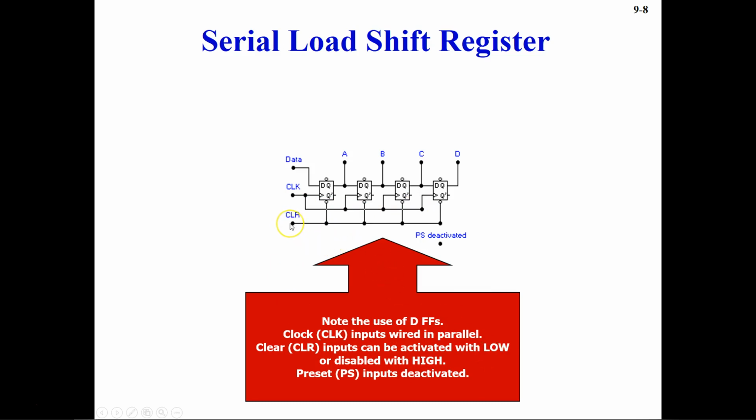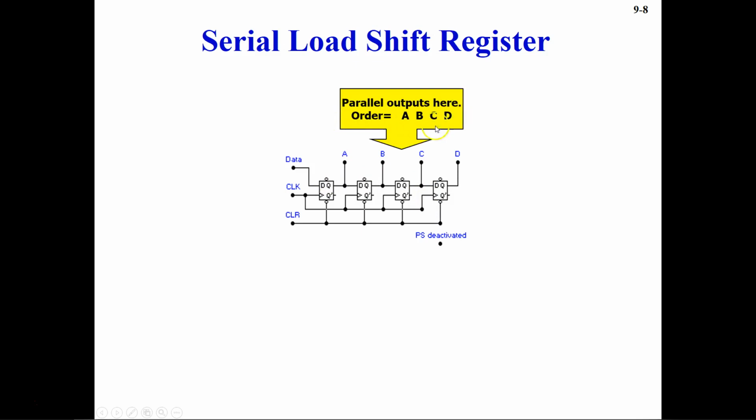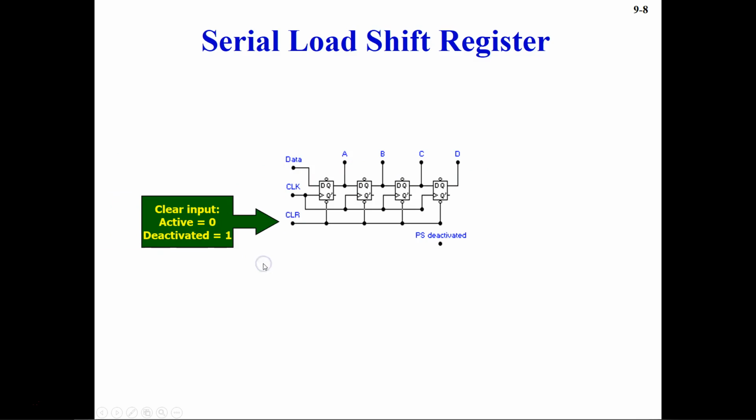So when you provide 0 to the clear, that means it is activated, and when the clear is 1, then clear is disabled, and preset inputs are deactivated. Now these are the parallel outputs here, A, B, C, D, and these are the inputs here: data, clock, and clear. Now clear input: if it is 0, then it is activated. If it is 1, then clear is deactivated.